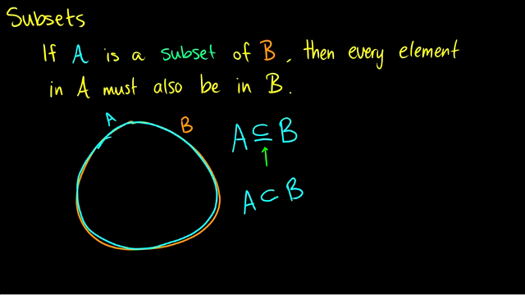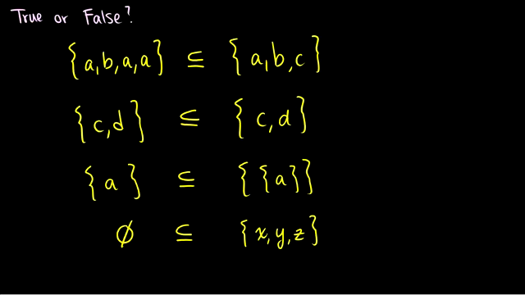Let's do some examples. So these are just true or false questions. I'm asking, is the set containing A, B, A, A a subset of the set containing A, B, C? The first thing we have to remember is that repeated elements do not matter, so we can remove the remaining A's. So now we're asking, is AB a subset of ABC?